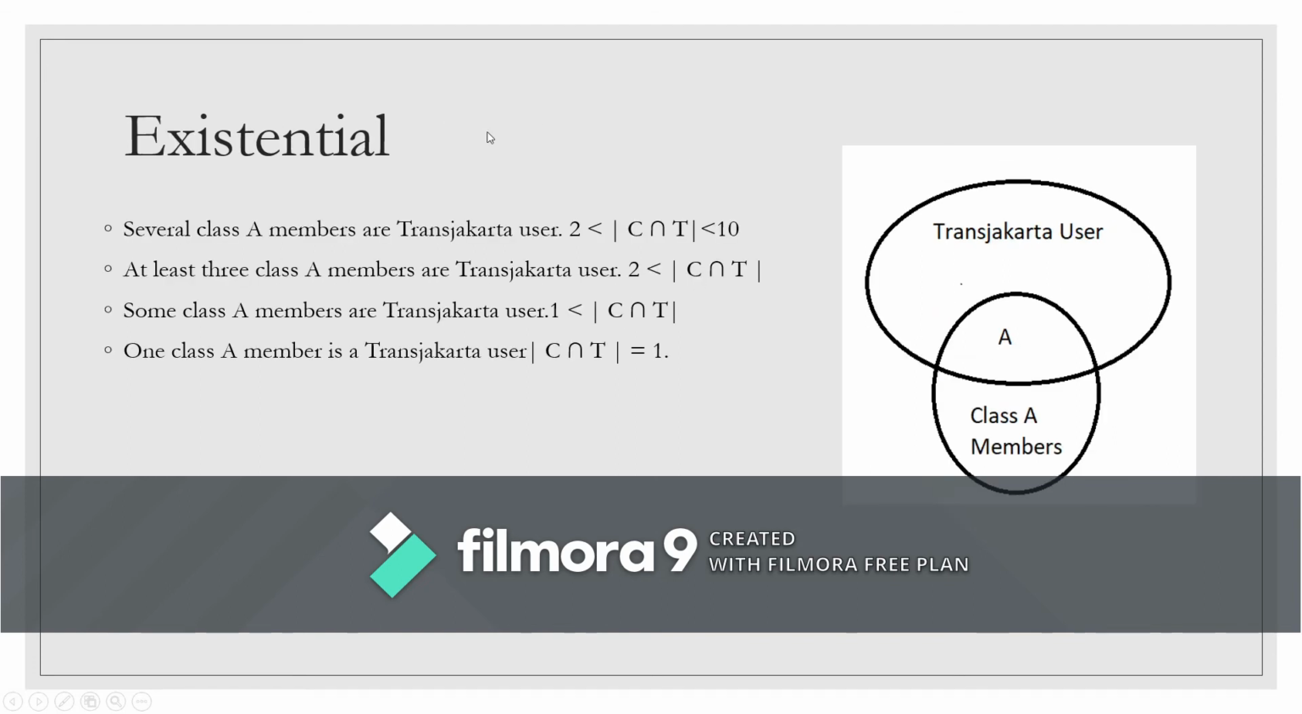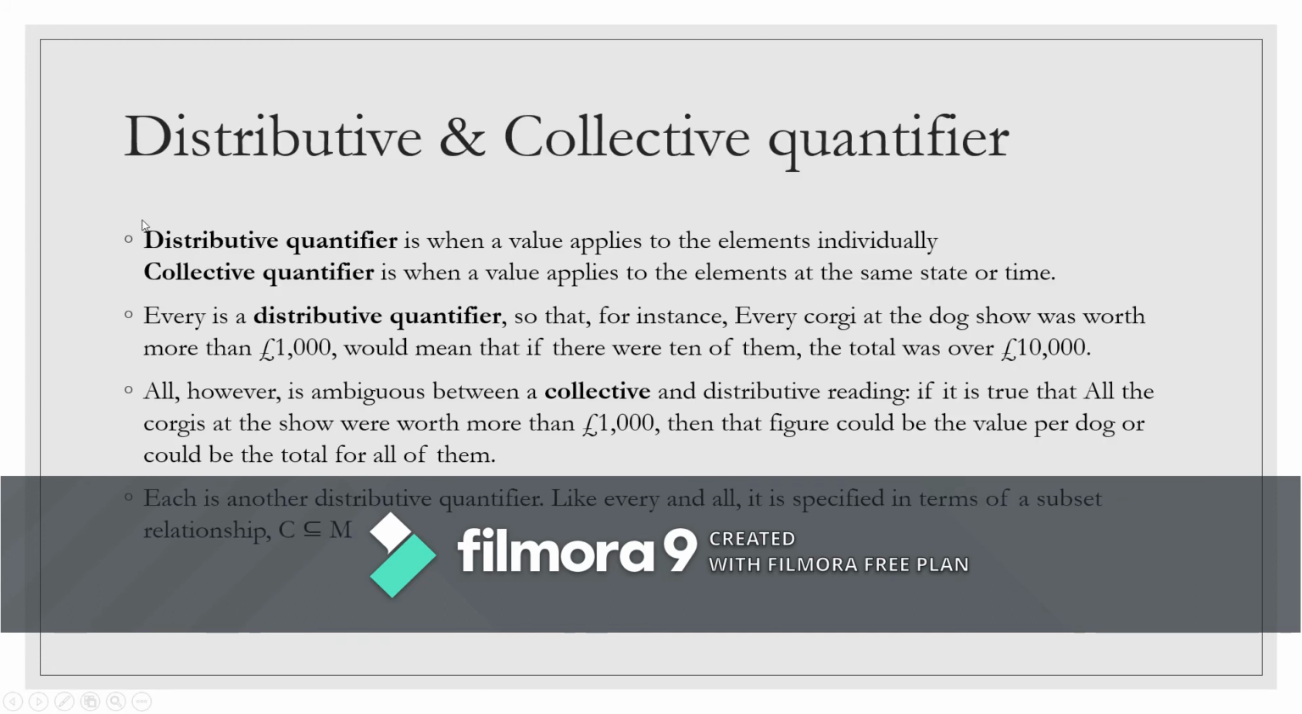Existential. Existential is the same as before. It's talking only about some elements in the group, not every element. It uses several, at least, some, one. The formula is the same as cardinal and propositional, so we can skip over this. Just remember that existential is talking about several members, so the formulas are like this, the same as the previous two. Okay, now the other two are distributive and collective quantifiers.